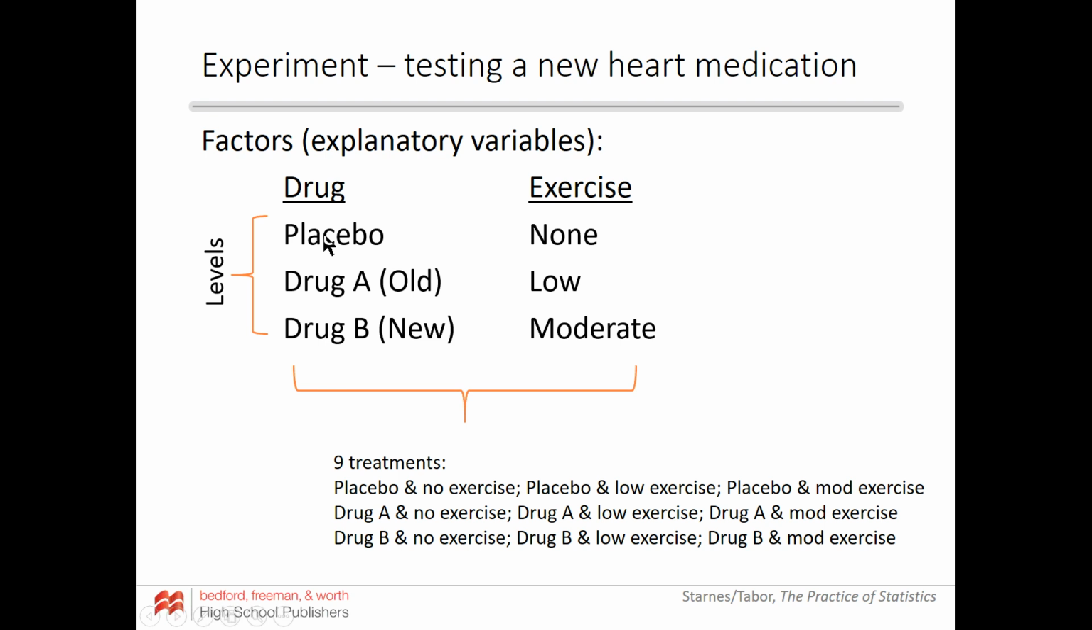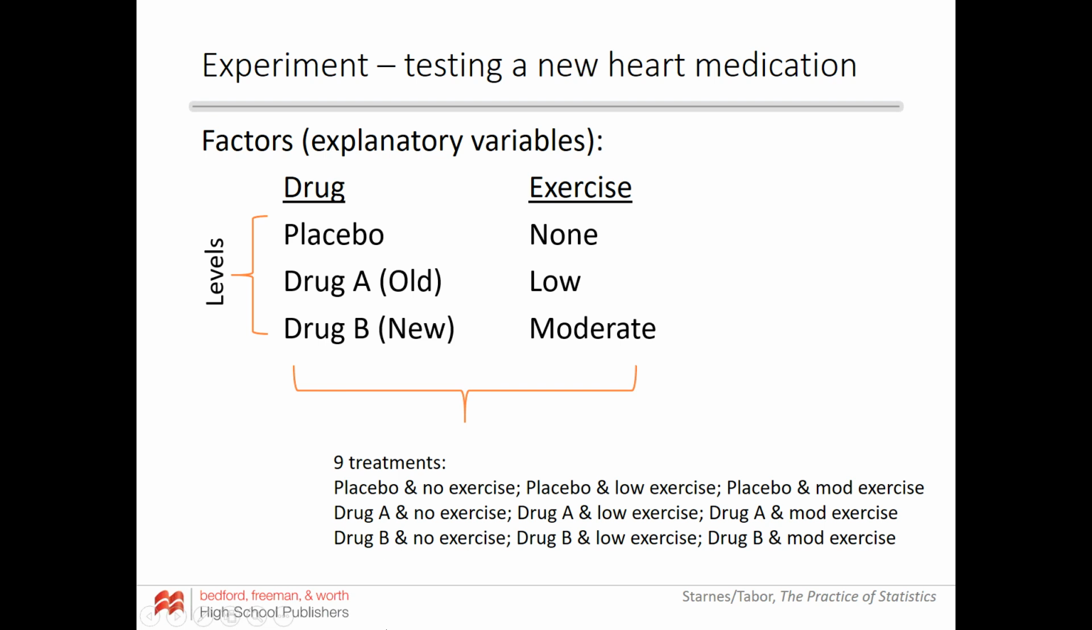So I'm going to have the placebo and no exercise, placebo and low exercise, placebo and moderate exercise. Then I could have people who take the old drug, drug A, and no exercise, the old drug and low exercise, the old drug and moderate exercise. And then I could have some people who take the new drug and no exercise, the new drug and low, and the new drug and moderate. So these are my 9 treatments that come about from my 2 factors and my 3 levels of each.